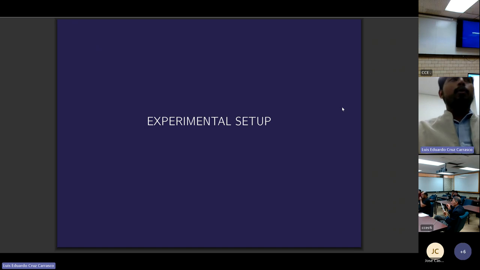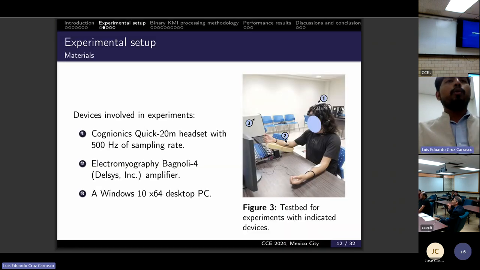To prove this methodology, we use the next test bed, which is composed of a cognitive headset with 20 channels at 500 hertz of sampling rate. We use an electromyographic amplifier to identify if, during the KMI execution, the user has a physical force occurring. And we use a desktop PC running Windows 10 to classify and process the signals.